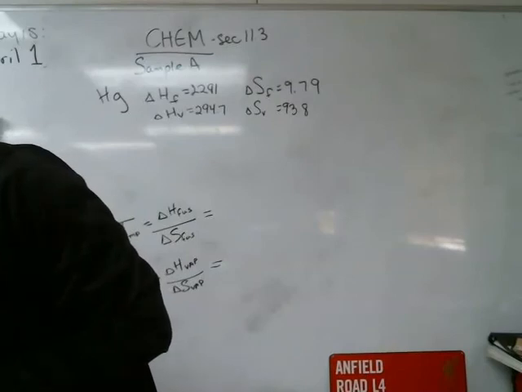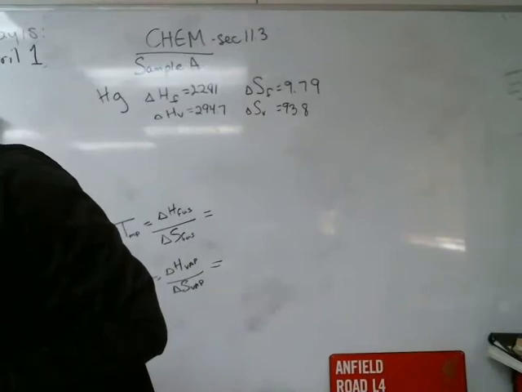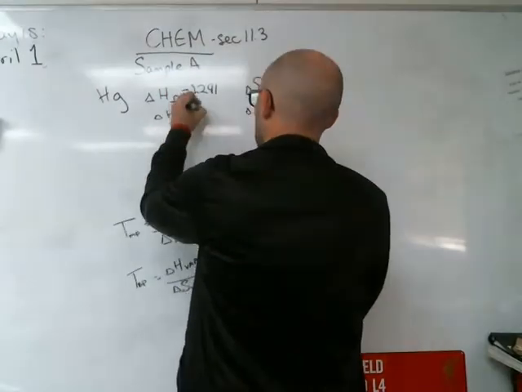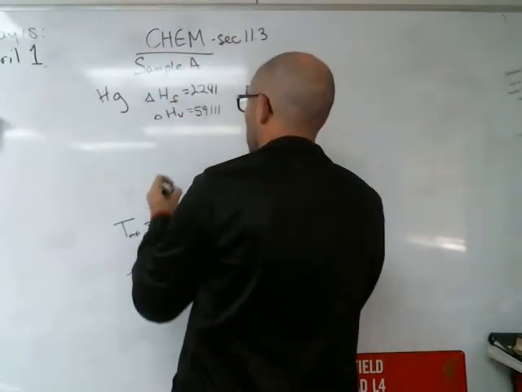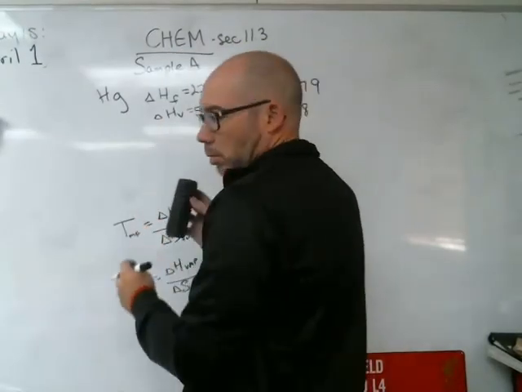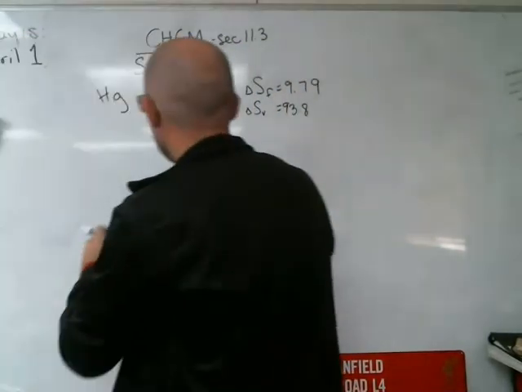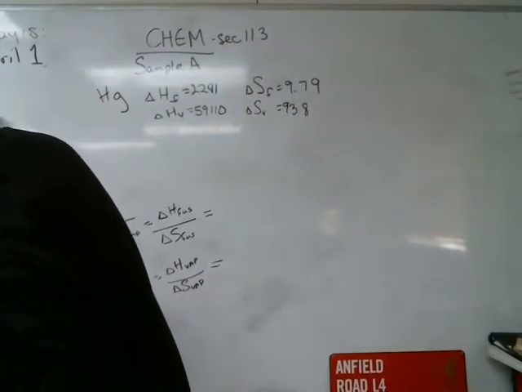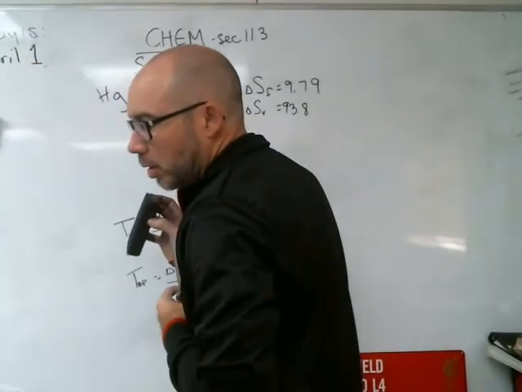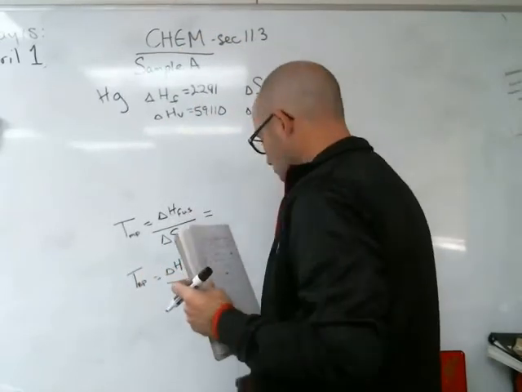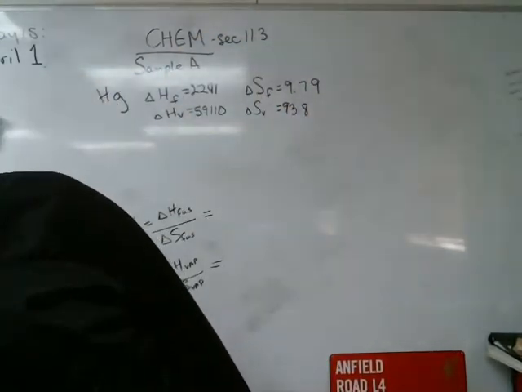We've got delta H of vaporization, 59,110. And then they got the S values in there as well. We just had to twiddle with the first ones in the book for whatever reason. Okay, so those look like they stay the same.